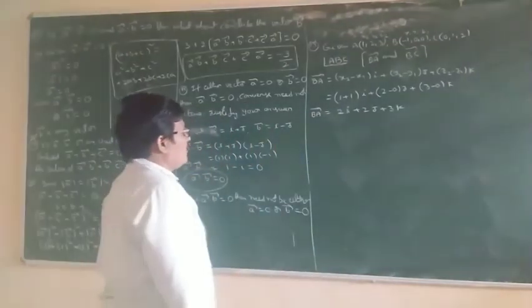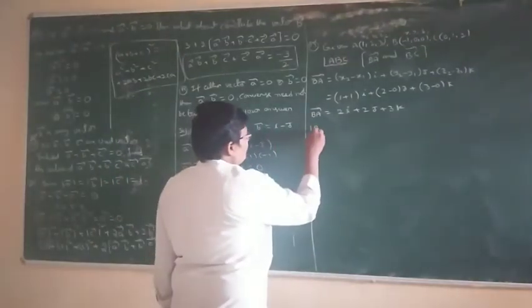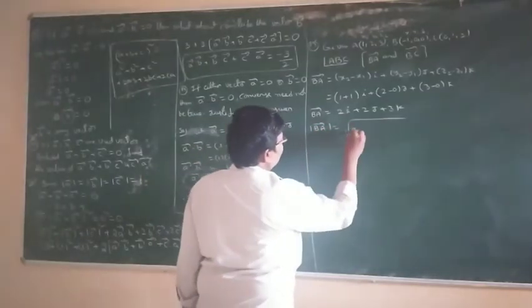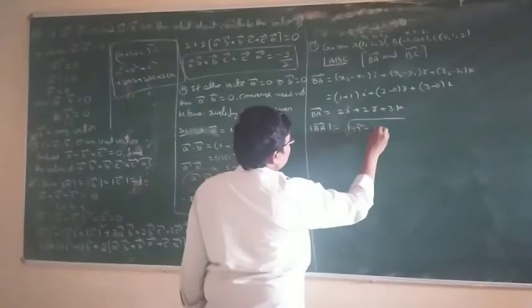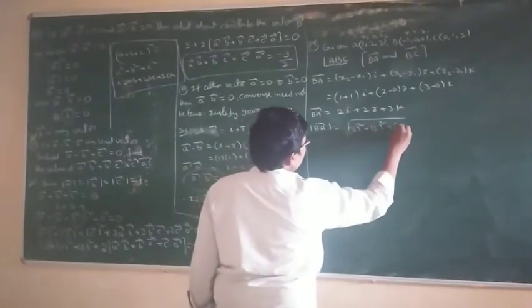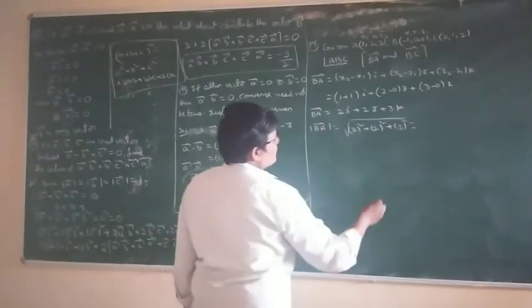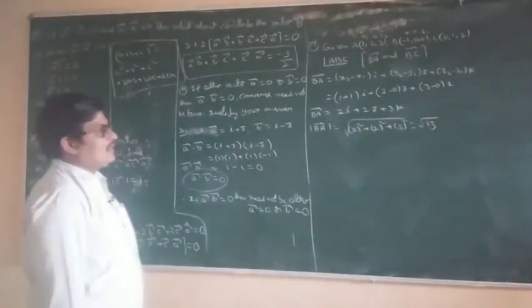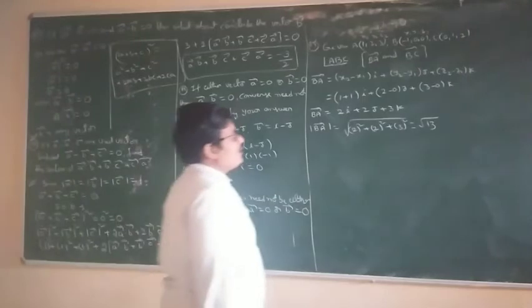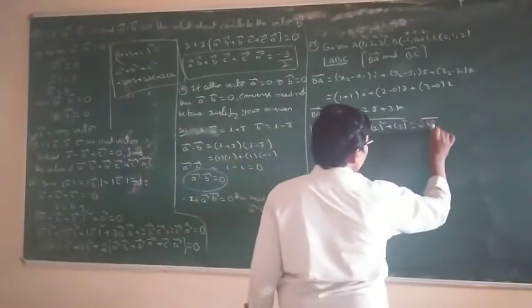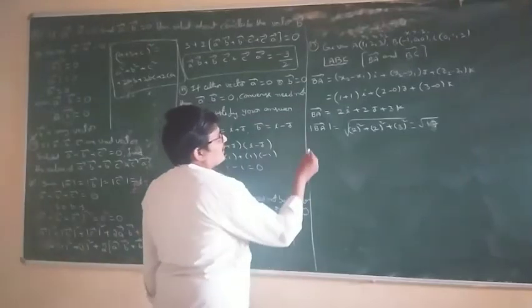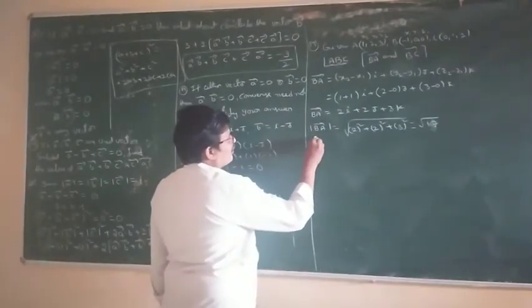Next, mod BA bar is equal to root of 2 square plus 2 square plus 3 square. 4 plus 4 is 8, 8 plus 9 is 17. So mod BA bar is root 17.